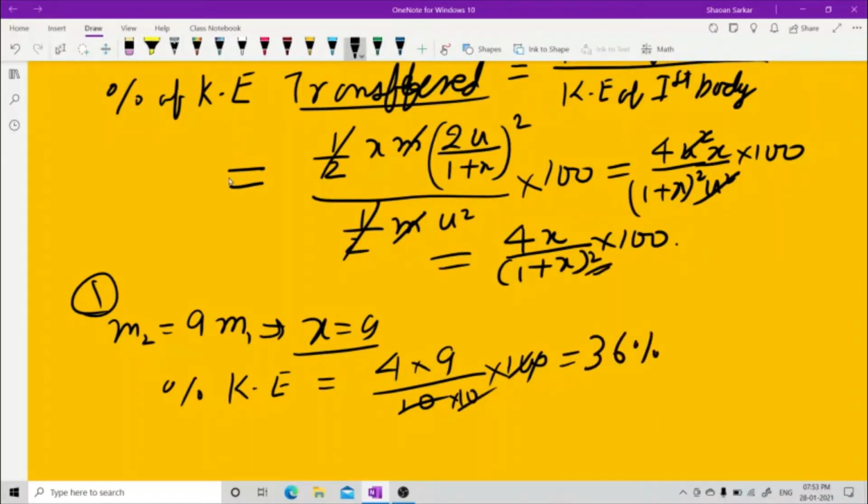I forgot this whole square here. Let me rewrite this clearly. This becomes 1 plus x whole square. This whole square I forgot here.